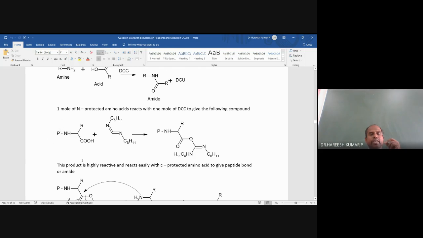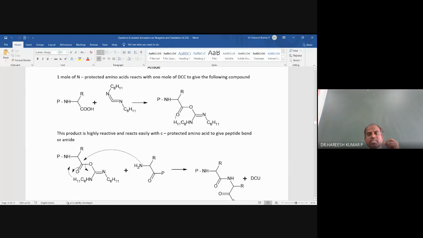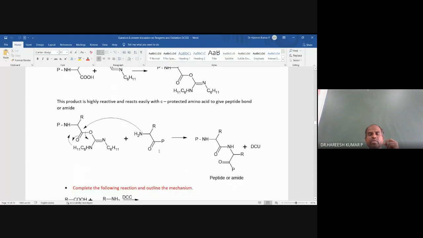So N protected carboxylic acid. You know that this carbon is electron deficient. The lone pair or the bond pair between the oxygen and hydrogen will react with the electron deficient carbon, and this bond pair can pick up this proton. So that is how an O-acyl intermediate is formed. This group is called O and this group is called acyl.